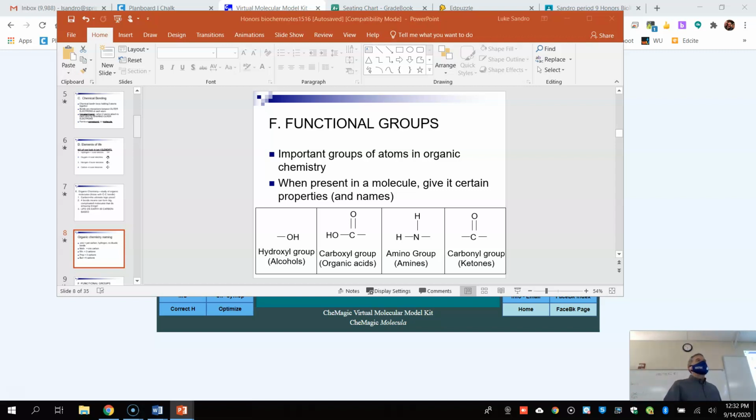So functional groups. Basic naming based on carbon chain length and what kind of bonds are there, and then functional groups, which change the names of those things in specific ways. Make them alcohols or acids or amines or ketones. Questions? All right, that was a lot.